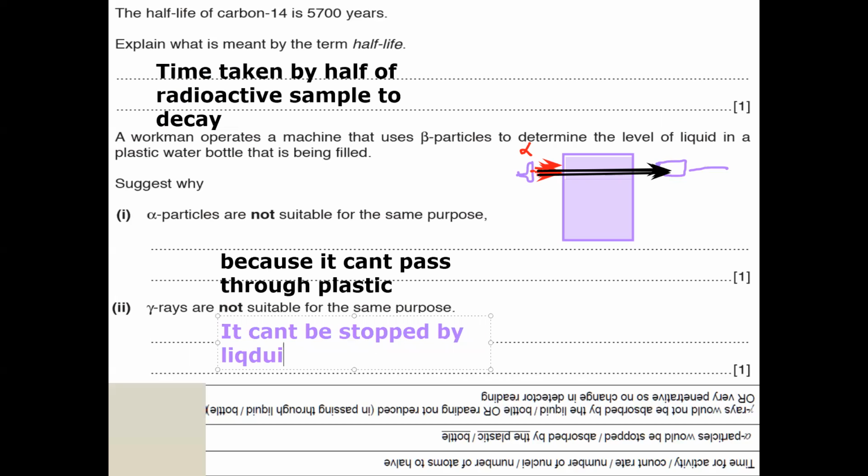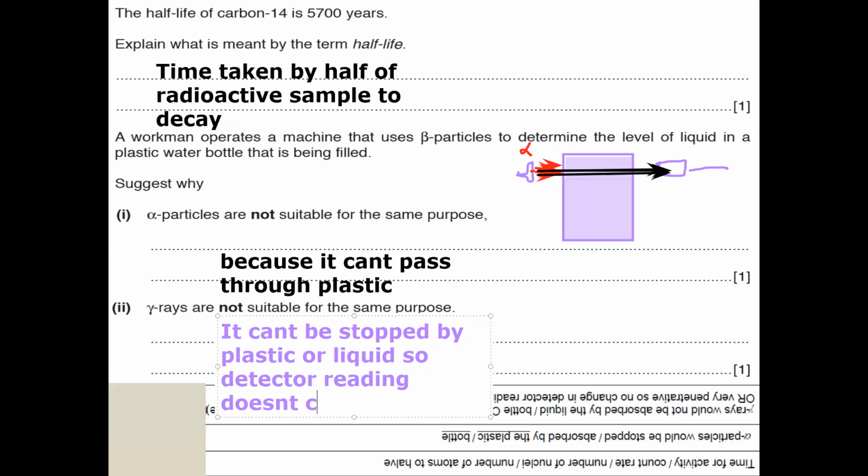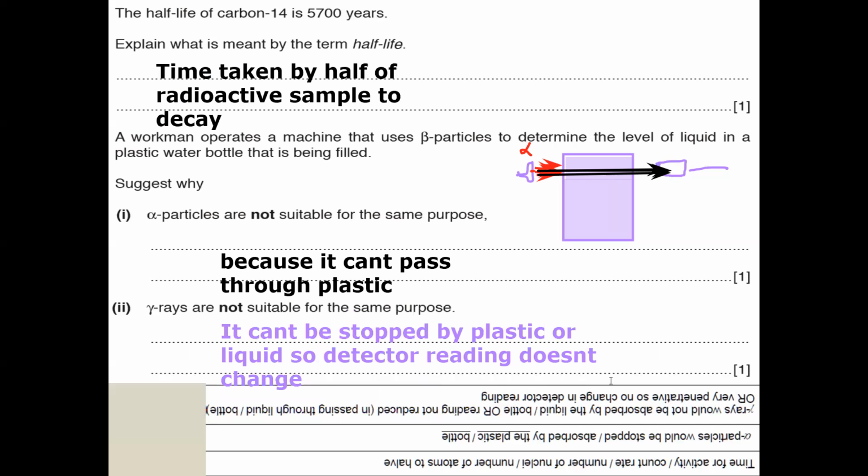So as a result, it cannot be stopped by the plastic or the liquid, so the detector reading does not change. If we use alpha, it is not suitable because it cannot pass. If we use gamma, it's also not suitable because it will pass at any level, and it will continue to pass. So the most appropriate source in this example is beta.